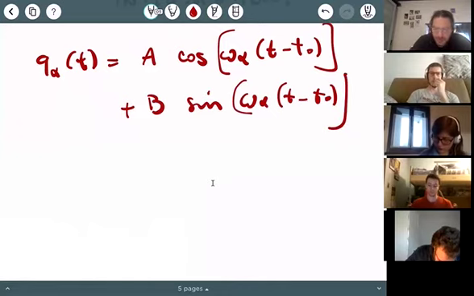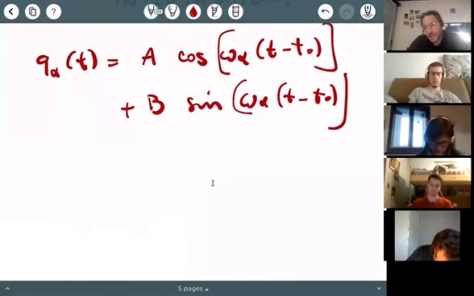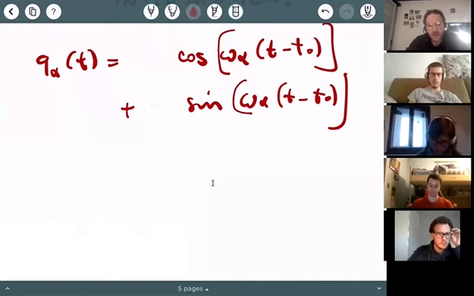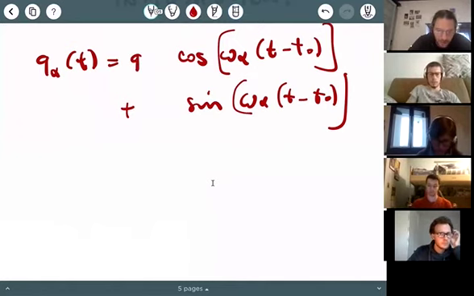And then a and b are fixed by the initial conditions, right? So if you know the initial position and velocity, you can determine a and b. And in fact, you can altogether replace them with the value that you get by fixing the initial condition. Since you know the initial position and momentum, you can actually write the following equation.